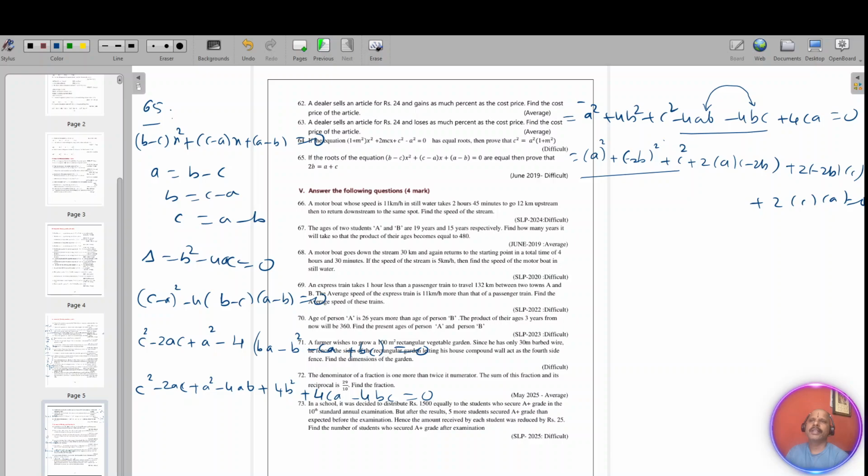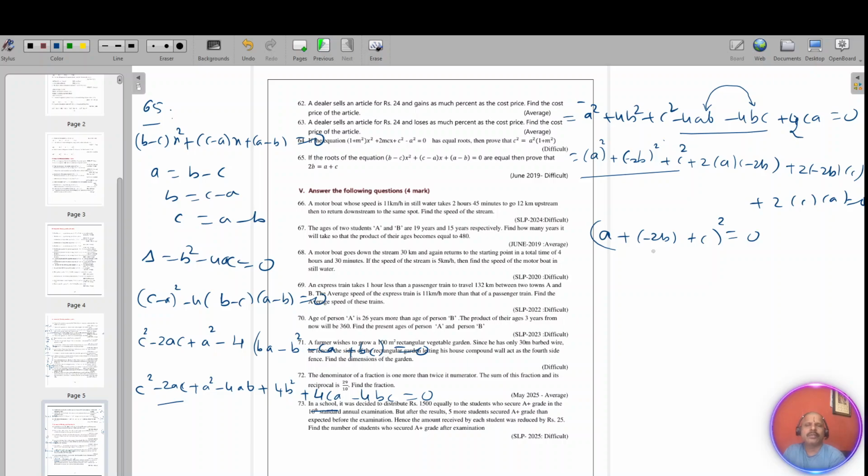Ca is what? 2ca. Why is 4ca there for us? My mistake. Okay, just check out, 2ca plus 2ca is there. I missed that part. Okay. See, minus 2ac plus 4ca is plus 2ca. Now it is in the form of a plus b plus c whole square, means a plus b plus c whole square is 0.